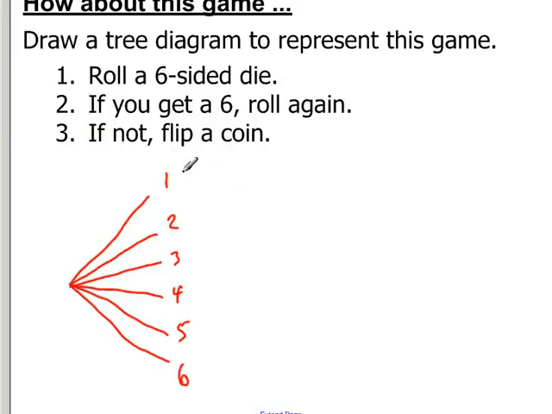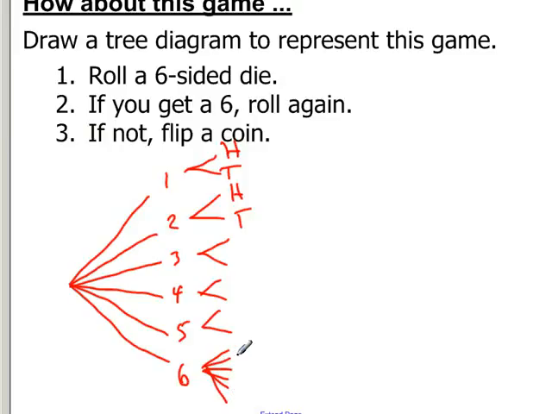Okay. If I roll a 1, I have to flip a coin. That means I've got a heads or a tails option. If I roll a 2, I flip a coin. Heads or a tails option. 3, flip a coin. 4, flip a coin. 5, flip a coin. 6, if I roll a 6, I have to roll again. 1, 2, 3, 4, 5, 6. So there are 6 things coming off of this, because when I roll again, I could get any of these numbers again. This tree diagram looks different.